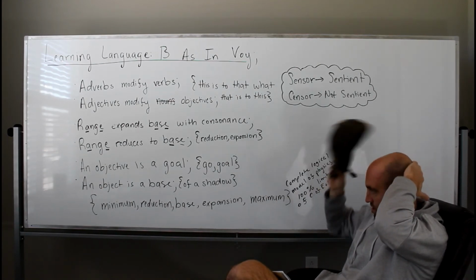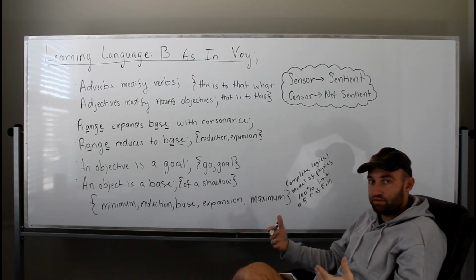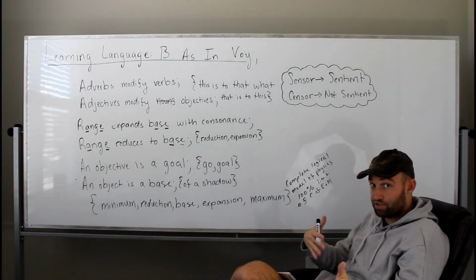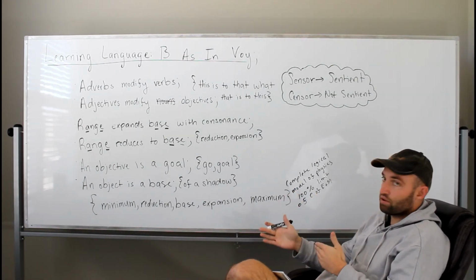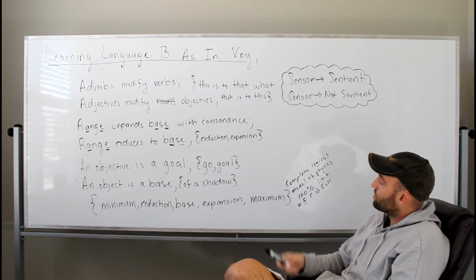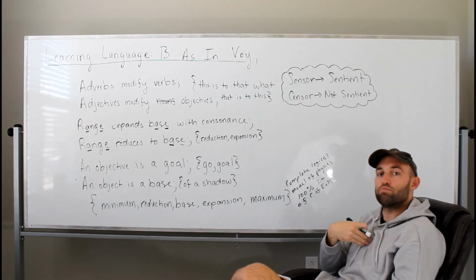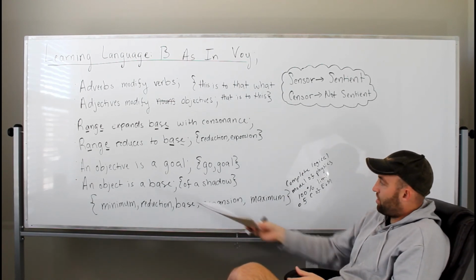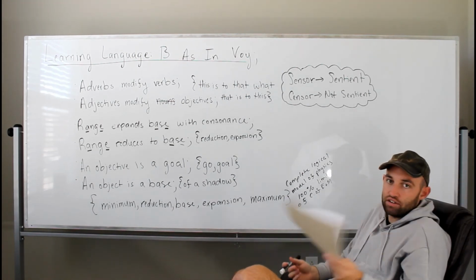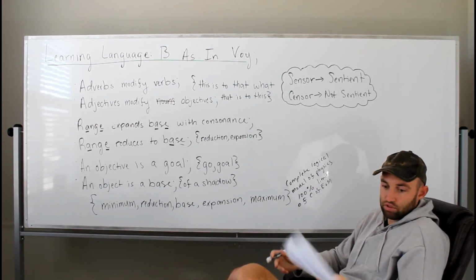And then, again, an objective, changing the emphasis, not even really the pronunciation, just the emphasis. An objective is a goal. Go, goal. Contigo, conmigo. An object is a base. And then I have a shadow. I proved that in the math series. You can't have a shadow without a base object.